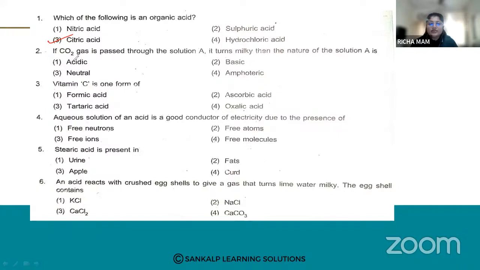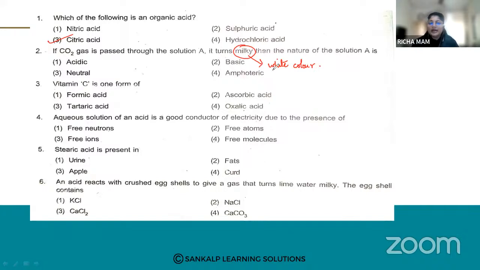Okay, next one. If carbon dioxide gas is passed to solution A, it turns milky. Milky means it will turn a milk color, like white color. Then the nature of solution A is: first one acidic, second one basic, third one neutral, and fourth one amphoteric.